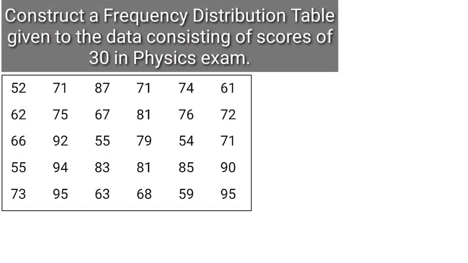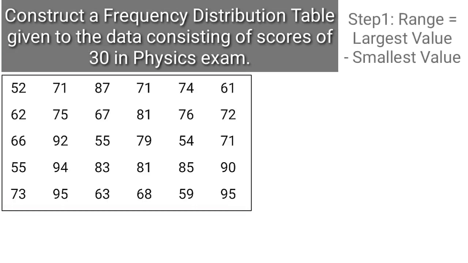Again, if you are tasked to construct an FDT given this data consisting of scores of 30 students in a physics exam, the first thing you should do is to determine the range. But what is range anyway? Range is the difference between the largest value and smallest value in the data set.